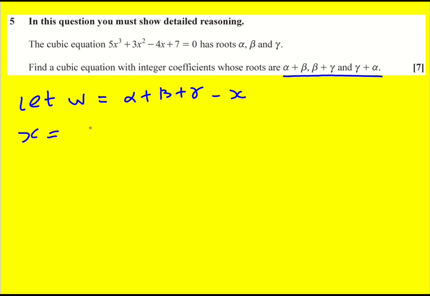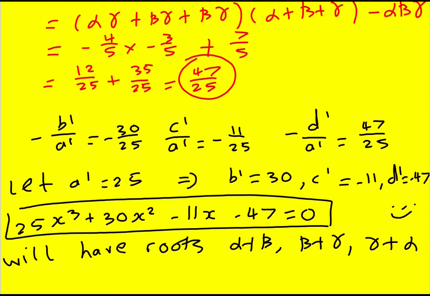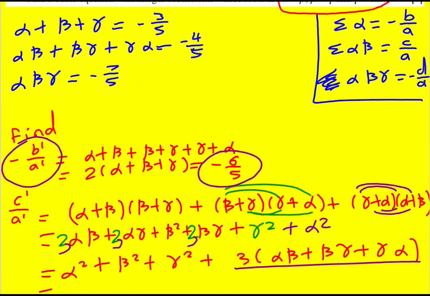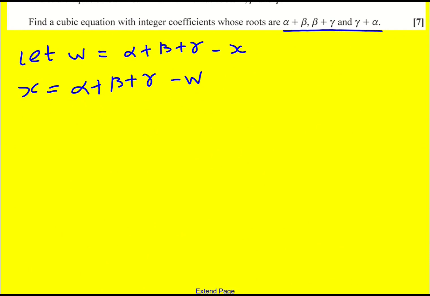That means that x is going to equal alpha plus beta plus gamma minus w. And now we just need to work out what alpha plus beta plus gamma is. But actually, we did that right at the start, and you can do it again if you wanted, but it's going to be minus 3 over 5. So actually, that is our substitution.